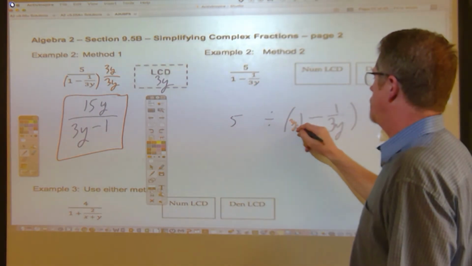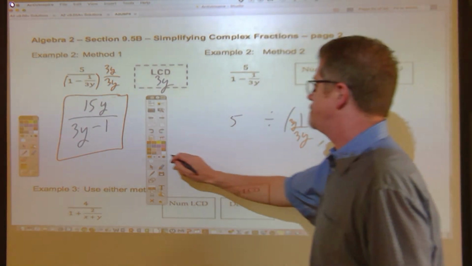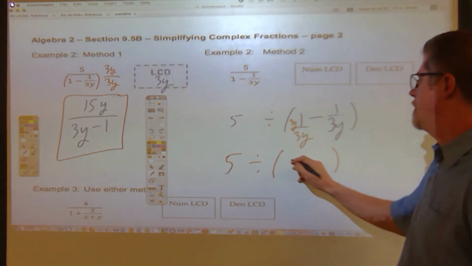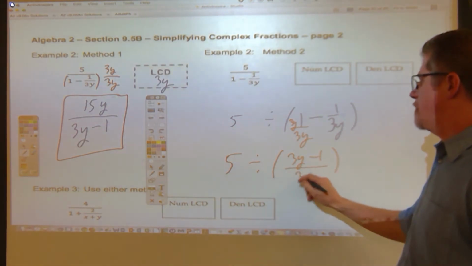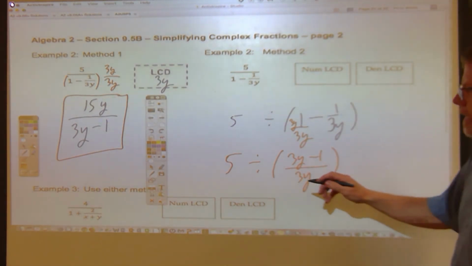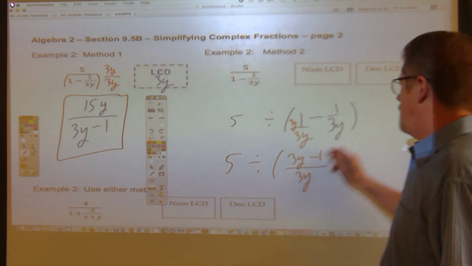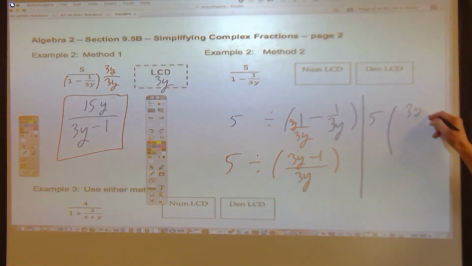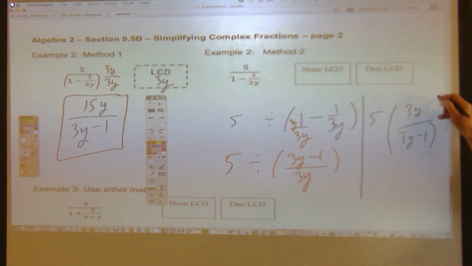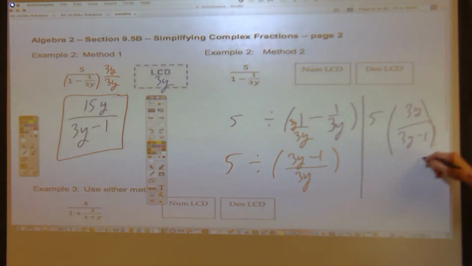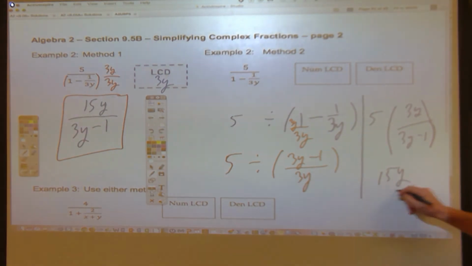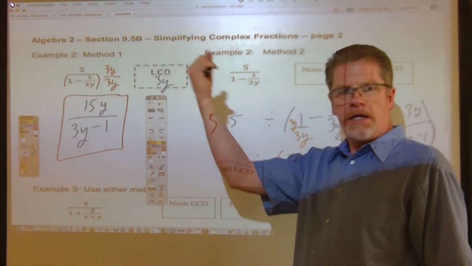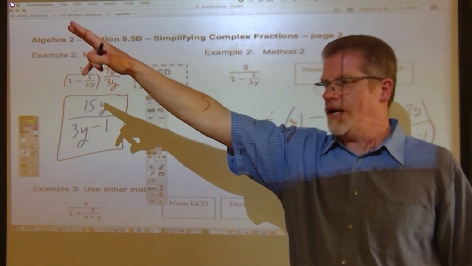Okay? So when you doctor this one up, it comes out to something like 5 divided by the fraction (3y minus 1) all over 3y. And since division is multiplication by the reciprocal, we can think of this as 5 times 3y over 3y minus 1, thus giving us agreement with the method 1 approach of 15y over 3y minus 1. Any questions on that one?